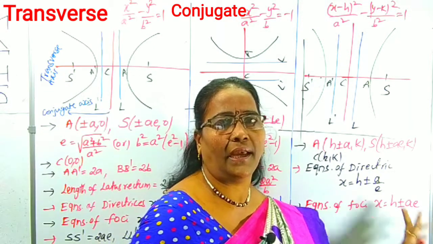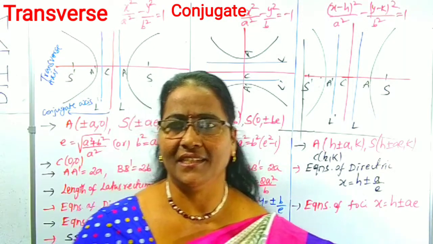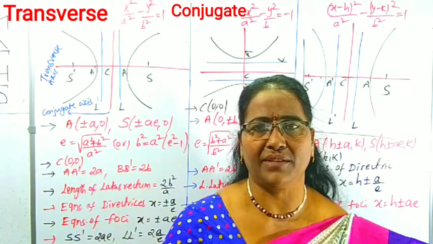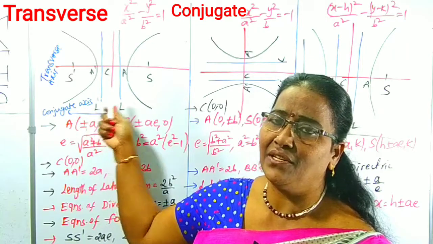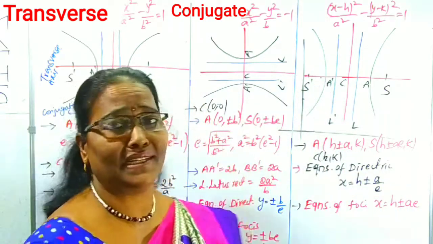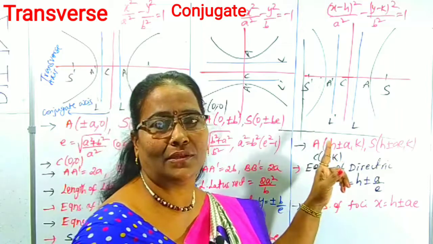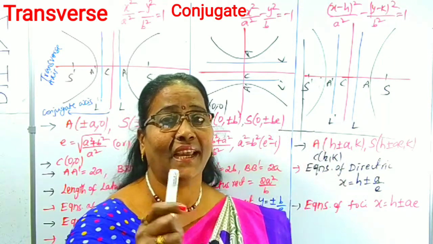Here x is equal to h plus or minus ae. That's it. These are the three types of hyperbolas. Here is a transverse hyperbola with center at 0, 0. This is a conjugate hyperbola with center at 0, 0. This is also a transverse hyperbola with center at h, k.